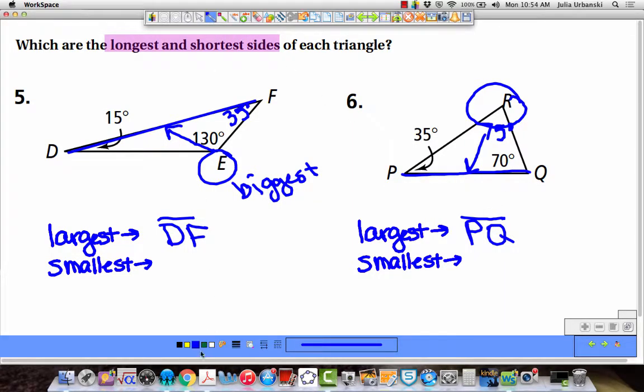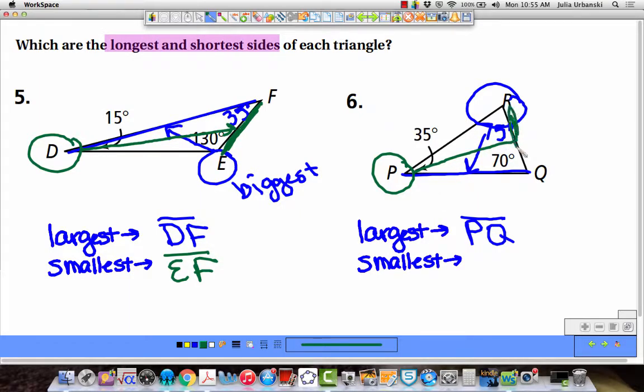Alright, let's do the smallest now. Questions? Number 5, what's the smallest angle? D, 15. Now be careful when you go across, it's basically just going to be the other two letters. What are the other two letters in the triangle? EF or FE. So this one is the smallest side. In this case, the smallest angle is 35 degrees, P. So the smallest side would be directly across. What's the smallest side going to be? RQ.